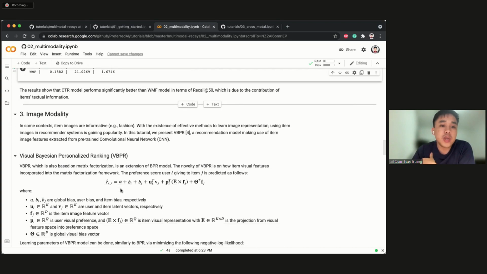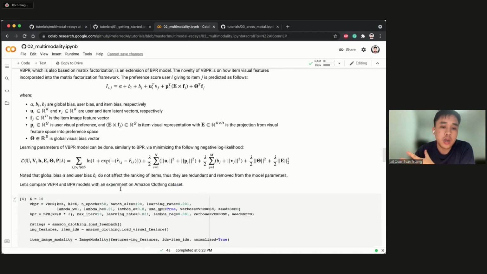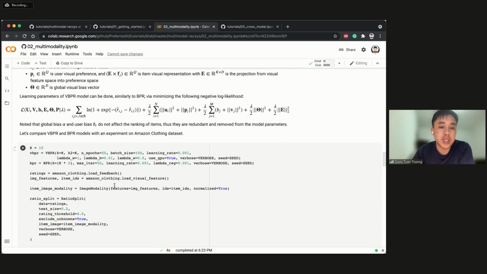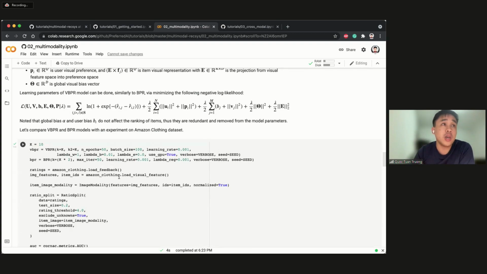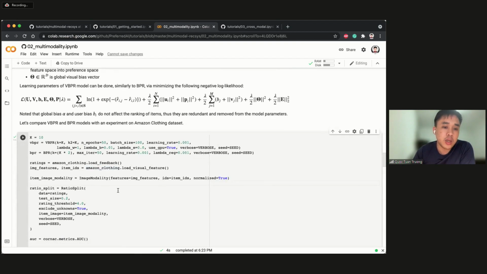The image modality and the graph modality are pretty much the same. For the image modality, we use the same dataset, because for this Amazon clothing dataset, the different modalities are available. What we provide here is the image feature, already extracted from a pre-trained CNN model. So each of the items has its own feature vector extracted from its image.